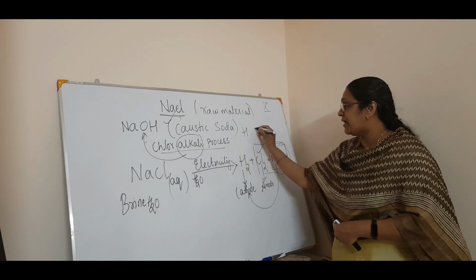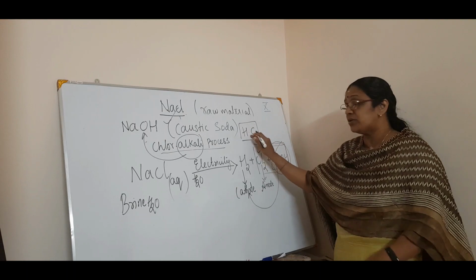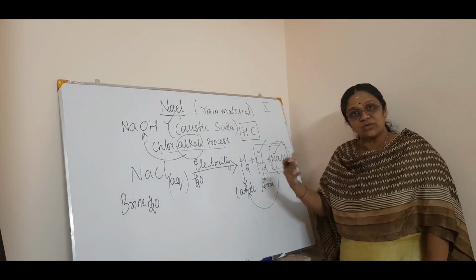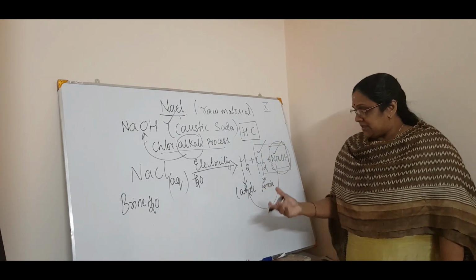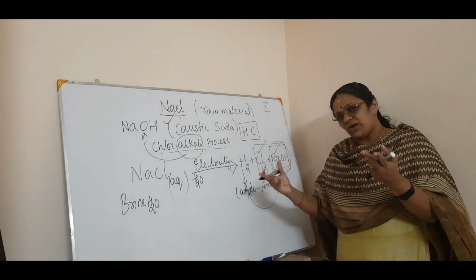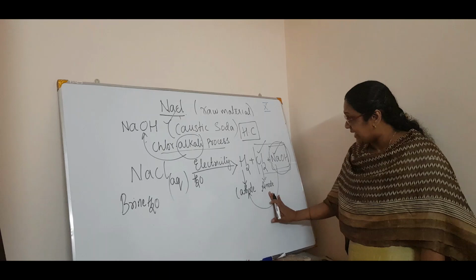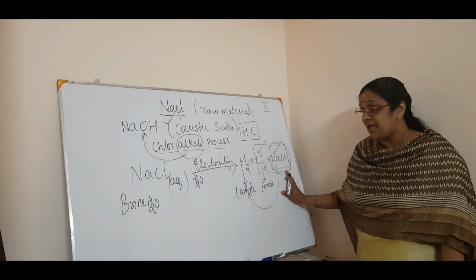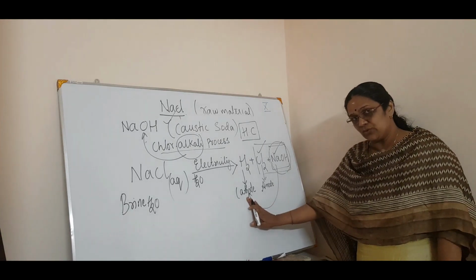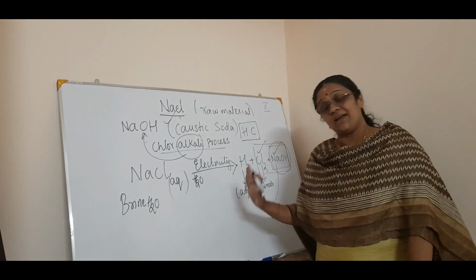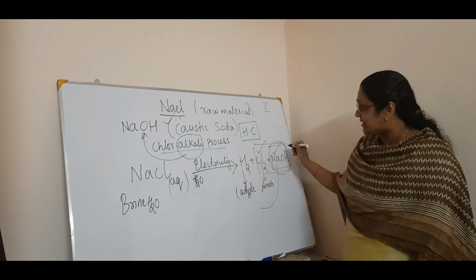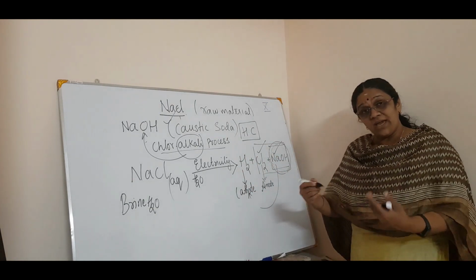See, I remember it like this: Hc, that is High Court of Kerala. High Court, Hc. Okay, like that. Whatever mnemonics you want, you can have, no problem. So hydrogen is at the cathode, chlorine is at the anode, and NaOH is obtained near the cathode. This you will study in higher classes, where this NaOH comes from and why.